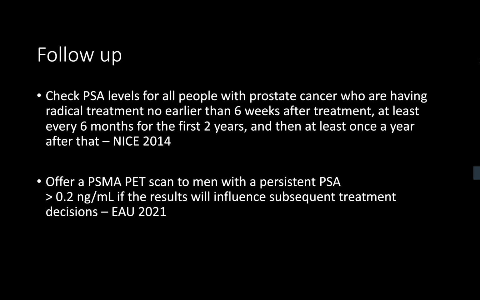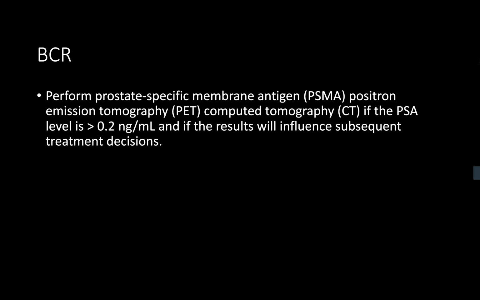classification system, it is any PSA rise of 0.2 nanogram per milliliter from the nadir. Yeah, I don't need to mention the previous criteria. You can say that a persistent increase in PSA of more than 0.2 nanogram per ml shows biochemical recurrence, and you will be offering a PSMA PET scan. Okay. Right. Thank you. Is there any role for any other investigations if the PSA is increasing?